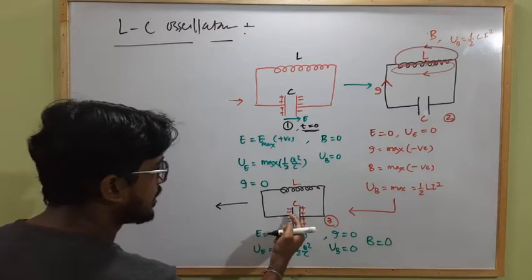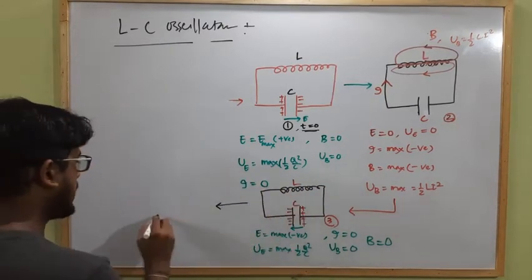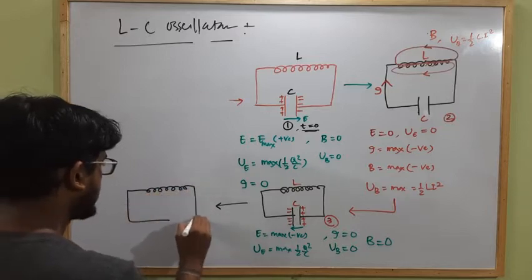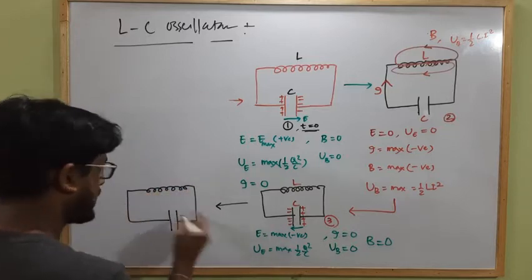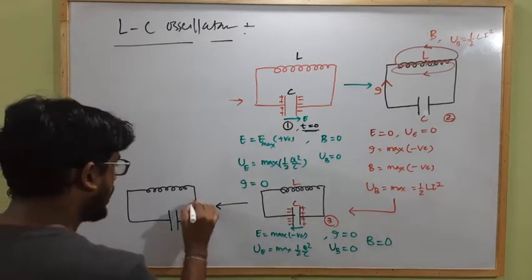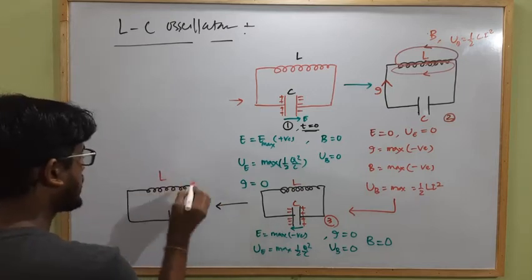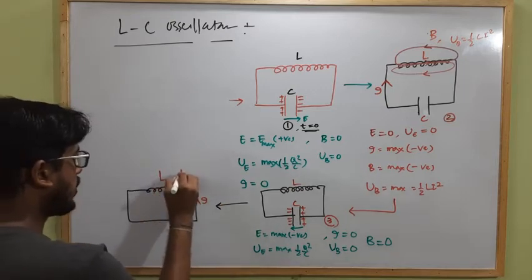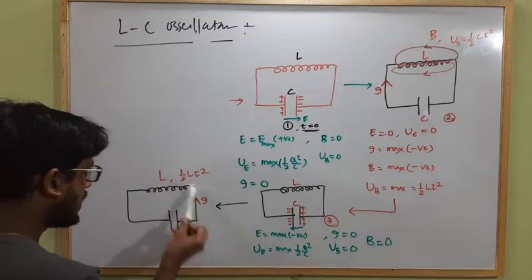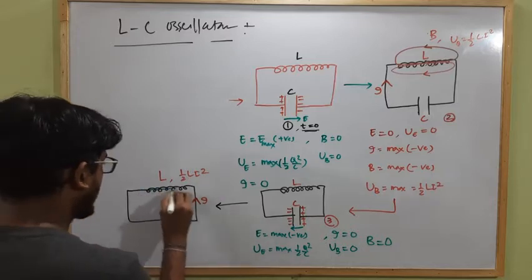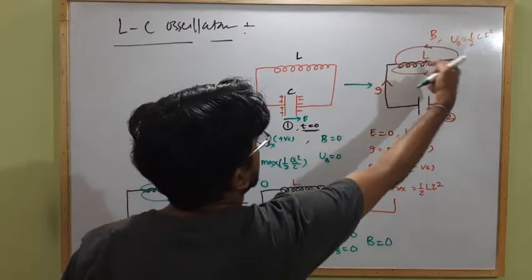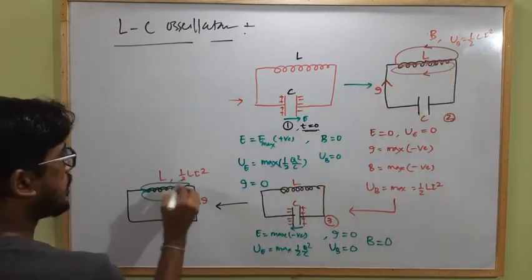So in the next stage, as the capacitor has been recharged in the opposite direction, it will again start discharging in the opposite direction, so the condition will become like this. As the capacitor starts discharging along the opposite direction, a current I will again flow in the opposite direction, due to which the inductor will store some energy in the form of half L I square. But now, due to the opposite direction of current flow, the magnetic field produced across the inductor will be in the opposite direction. Initially it was clockwise, now it will be anti-clockwise.